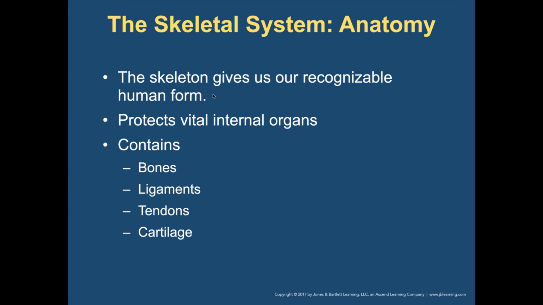All right, so the first system we're going to talk about tonight is the skeletal system. There are 206 bones. Let me ask you this. Is there a difference in the amount of bones between the female and the male under normal circumstances?